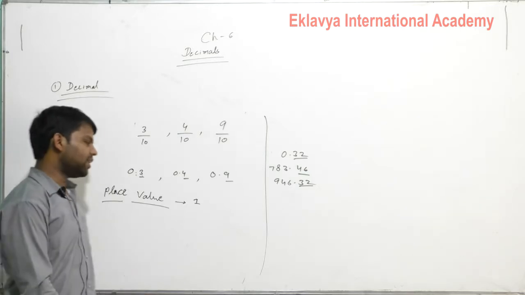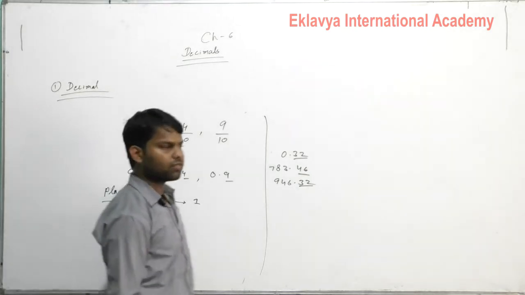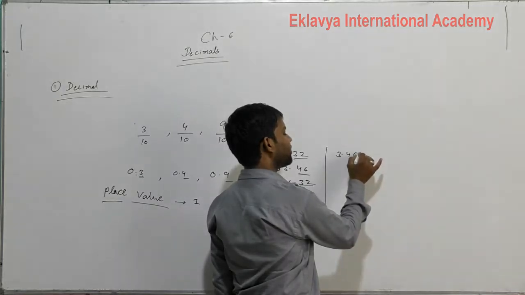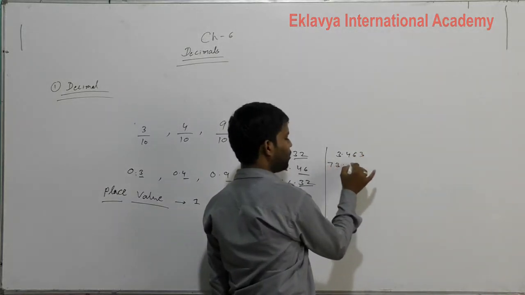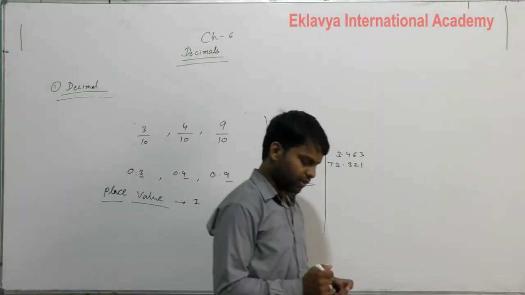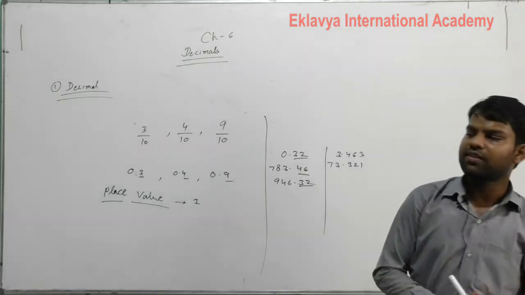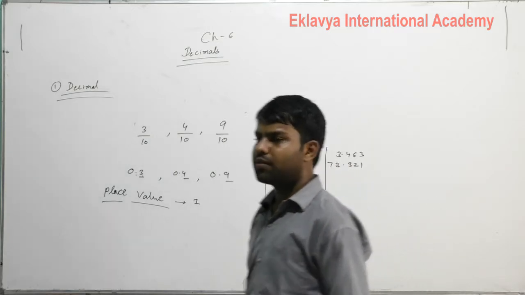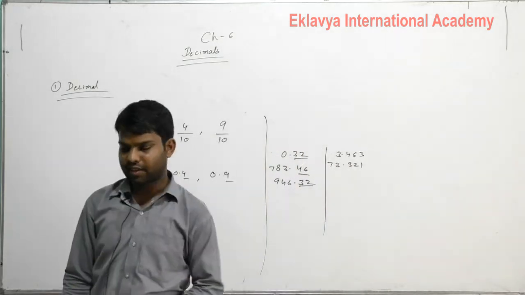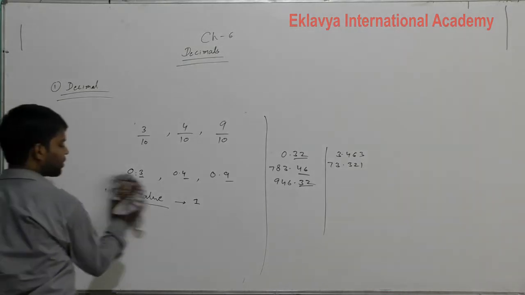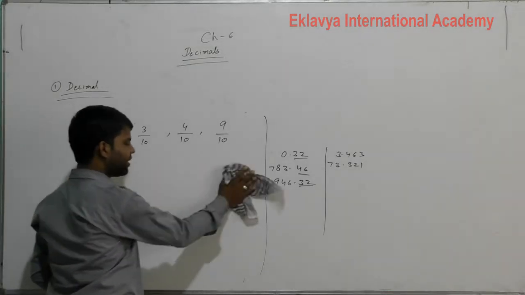Okay. Similarly, we can have three place values in numbers like 3.463 and 73.321. In these numbers we have three place values. So decimals depend on the place value. These are of two types, like or unlike. How to define like or unlike? First, like decimals.